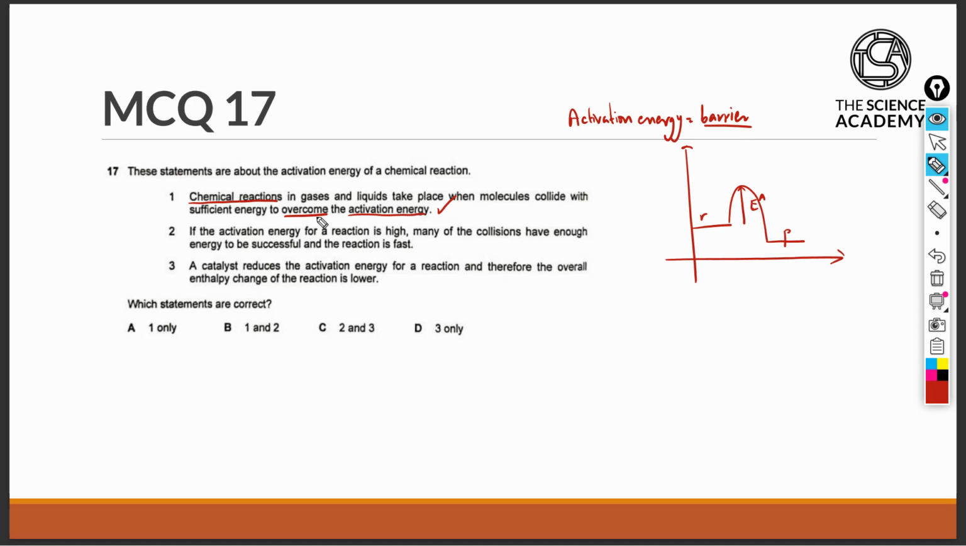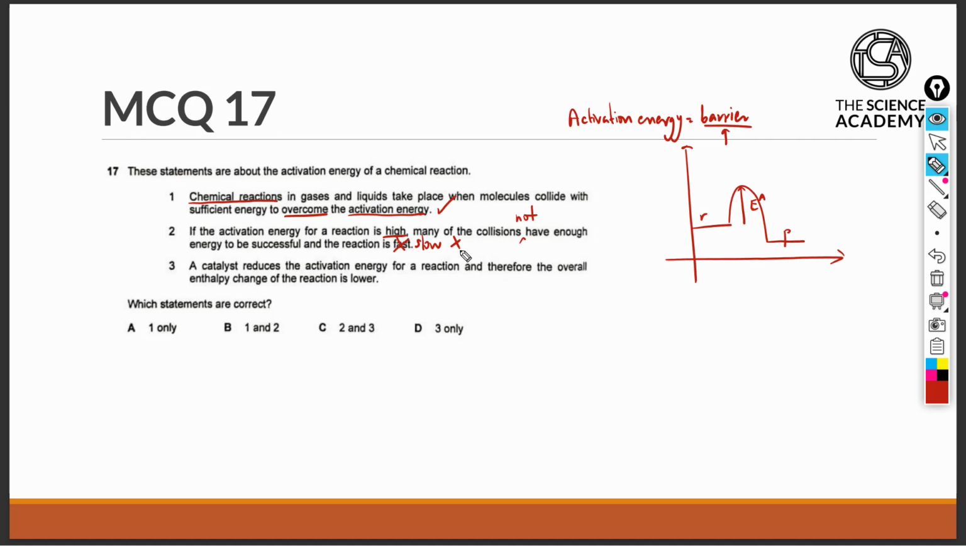Statement 2 states that if the activation energy for a reaction is high, many of the collisions have enough energy to be successful and the reaction is fast. The activation energy for a reaction, if thought of as a barrier, being high means that many of the collisions will not have enough energy to be successful, because now the barrier or the obstacle is more difficult to overcome. As a result, the reaction will be slow. Hence, statement 2 is wrong.